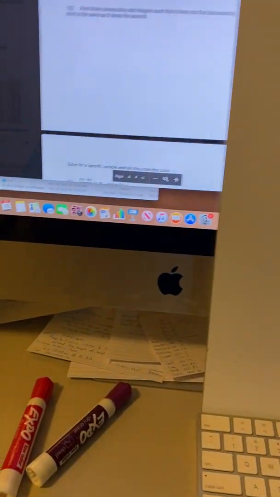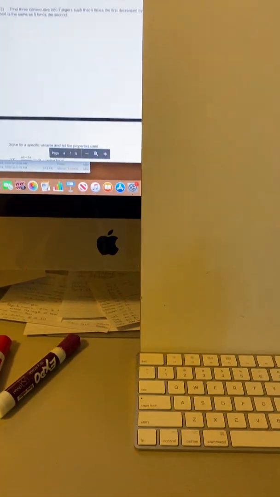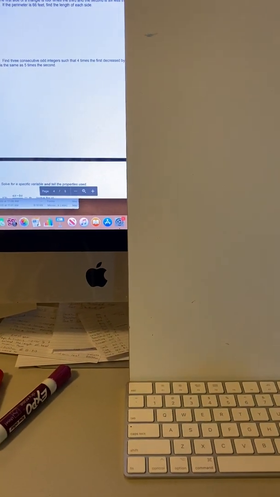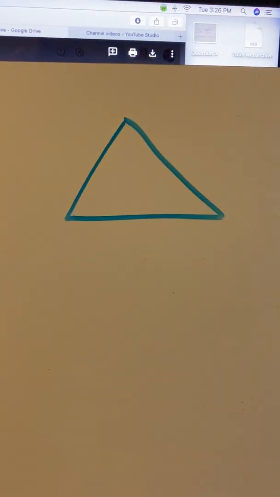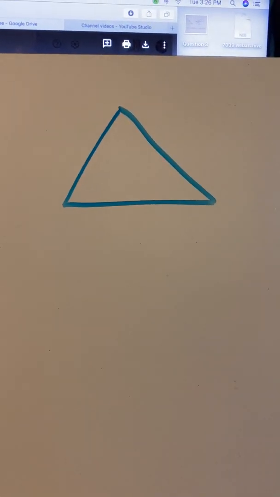I'll go over the last page, numbers 13 and 14, tomorrow. I'm going to just go over numbers 11 and 12 because once you see them, you won't have any trouble with them again. Okay, number 11, the first side of a triangle. I'm just going to draw any old triangle. It doesn't matter. The first side of a triangle is 4 times the third.